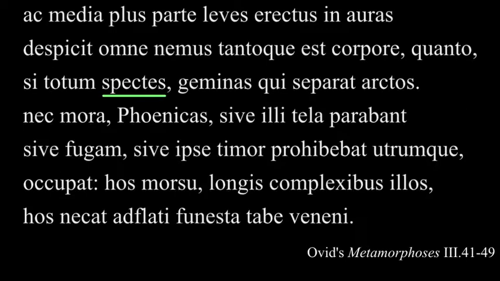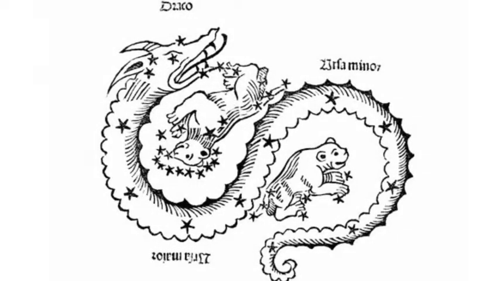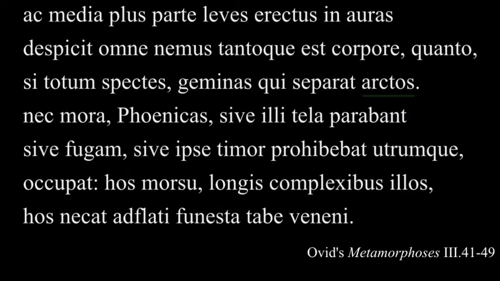Spectes is present subjunctive. I won't ruin the suspense, but the arcti are the 2 bears in the sky, Ursa Major and Ursa Minor, also known as the Big and Little Dippers. And there is another constellation called Draco, which slithers in between these bears. Nec mora is a nice short phrase that needs a form of to be. Forms of esse were often left out in Latin poetry. The mora, delay, by the way, is in reference to the snake.